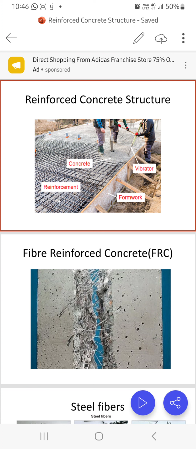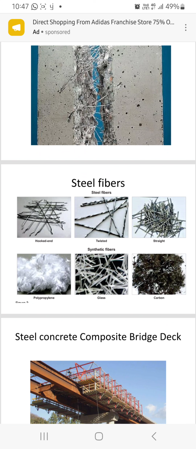So what are those different types? The first one is steel fibers. Here in the third slide we can see the different types of steel fibers. The first image shows the hooked end. That means the end having a hooked-like structure, that is called hooked end fibers. Then after that, next is twisted. So that means different fibers which are twisted along their length, that are called twisted fibers.